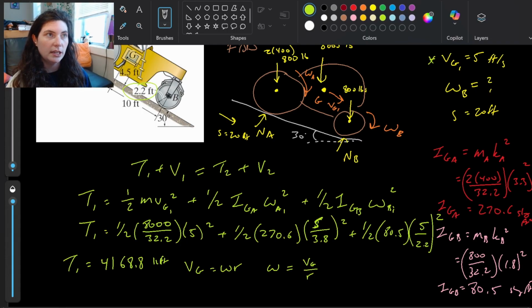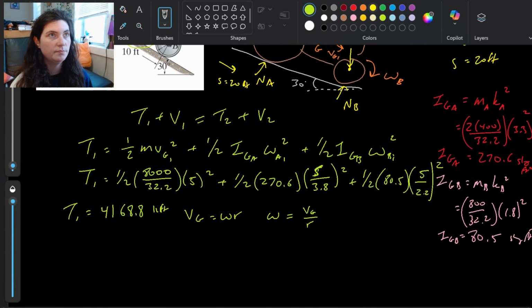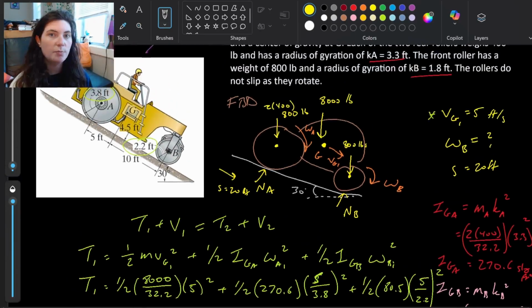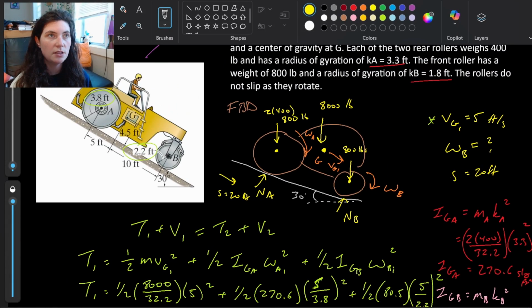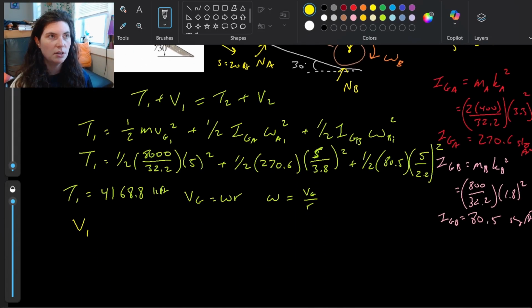Now we're going to look at our initial potential energy. Here V1 only has potential energy from weights. I'm going to say that at the top of the hill is where we have potential energy, and when it goes down that 20 feet and reaches the bottom of the hill, that's where we have 0 potential energy. Whatever height this is at, the starting height, that's going to be our initial potential energy.